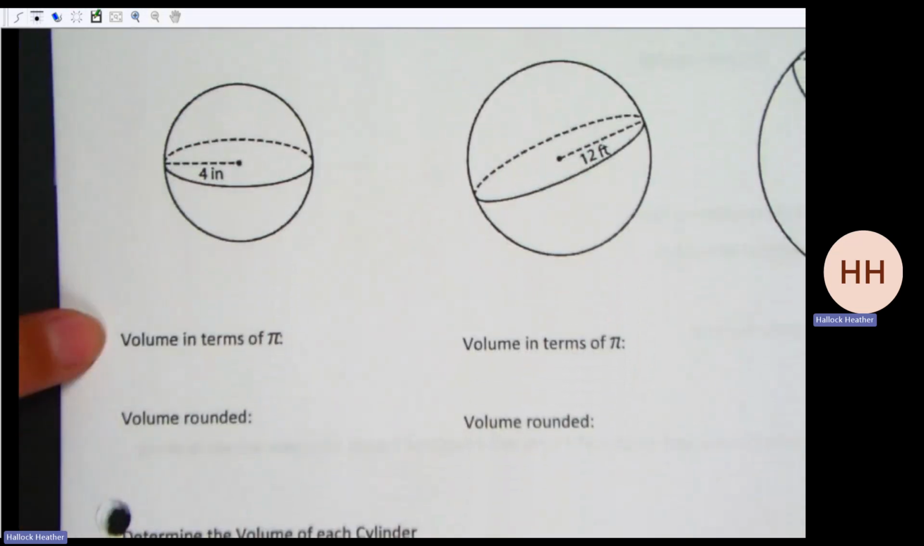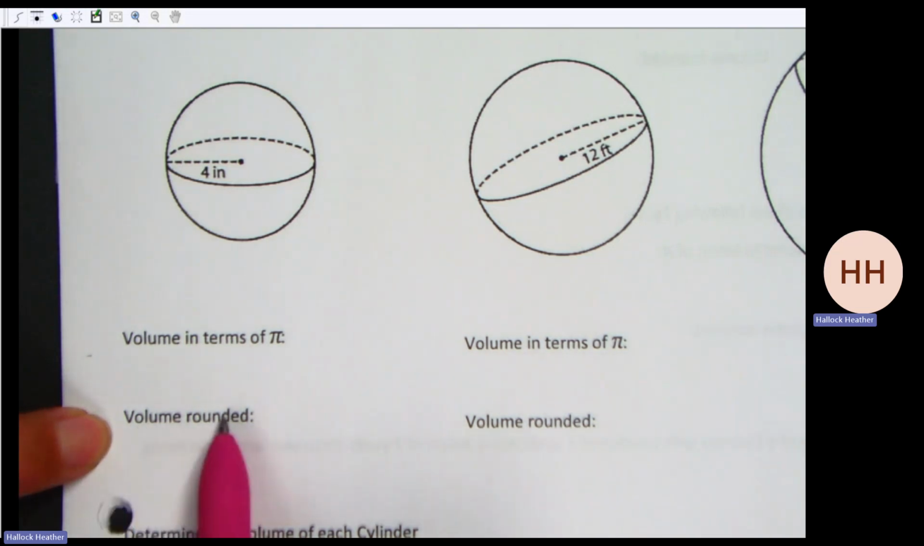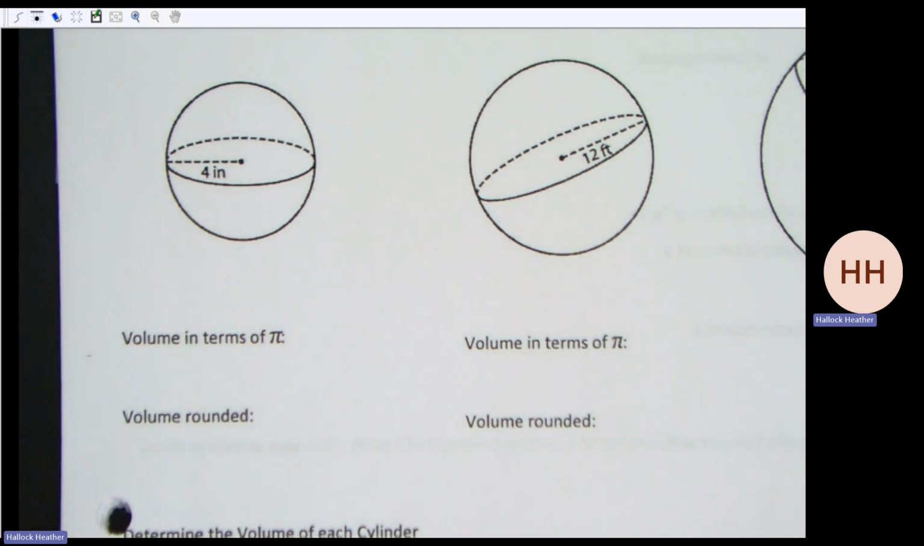You could ask for your answer in two different ways. You could ask for it in terms of pi, or you could ask for it rounded. They're really not going to say use 3.14. If they want it rounded, you're using the pi button on the calculator. So you're going to need your calculator.